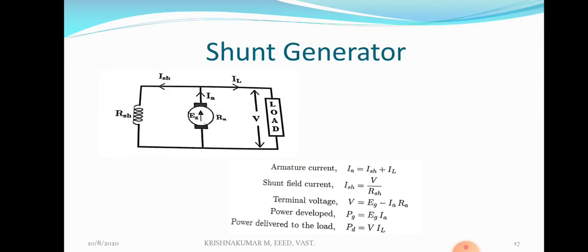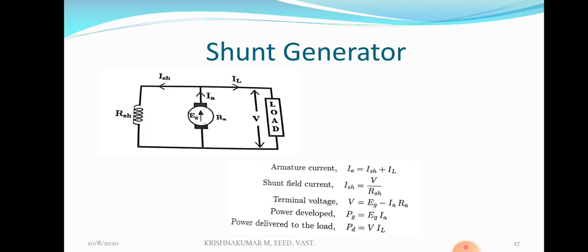After the voltage is developed across the armature of the generator, we can connect the load across the generator. After that, the generated EMF can circulate a current through the load and the field winding. The generated EMF in the armature can deliver current through the load and at the same time the field winding. So the current flowing through the armature is represented as IA.